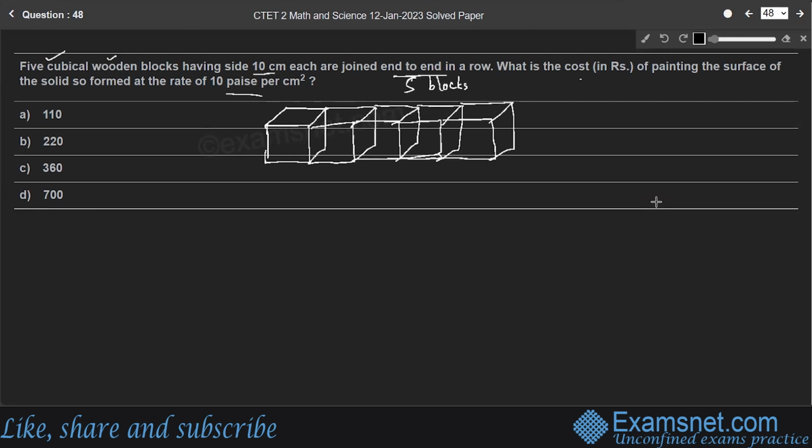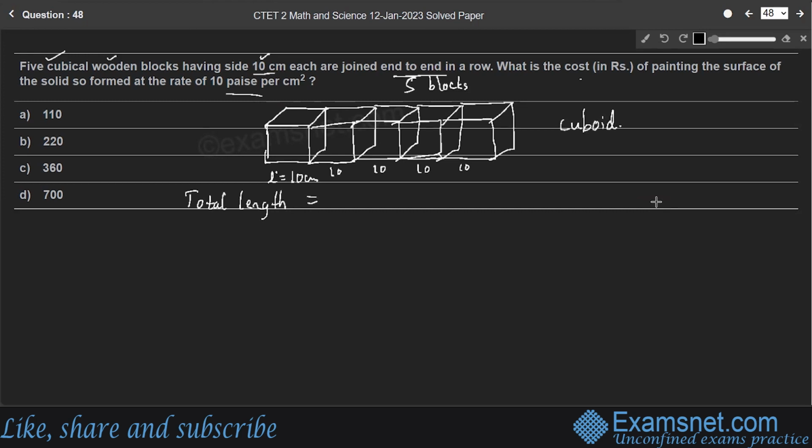So each having side 10 centimeters. So length of the first block is 10 centimeter each. So total length becomes 10 plus 10 plus 10 plus 10 plus 10. Right? Here the total length of the solid so formed. Solid so formed is a cuboid. Right? By joining 5 cubes, a cuboid is formed.